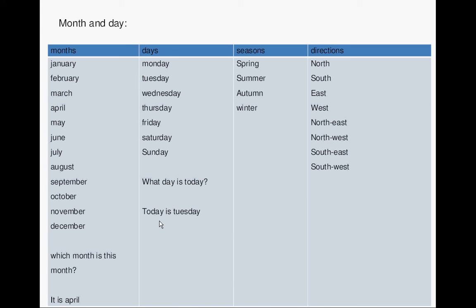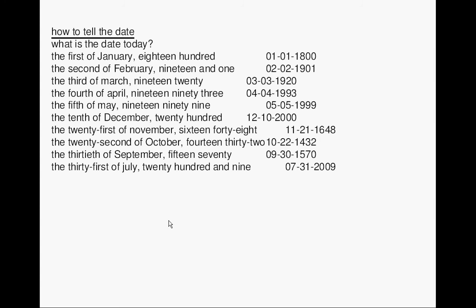How to tell the date? What is the date today? The 1st of January 1800. The 2nd of February 1901. The 3rd of March 1920.